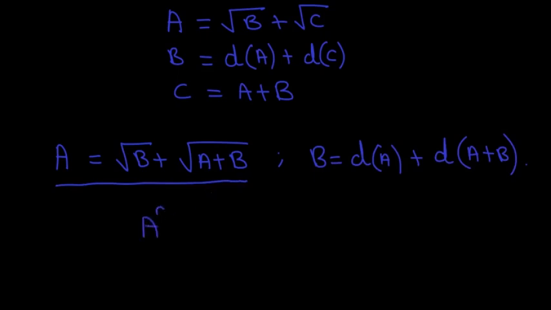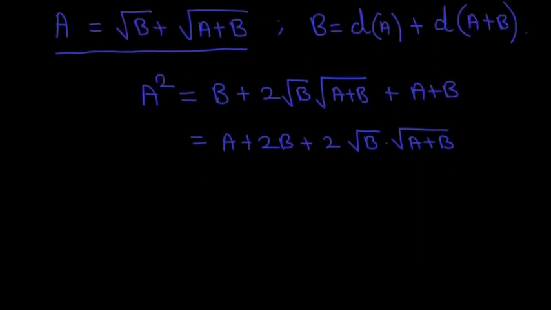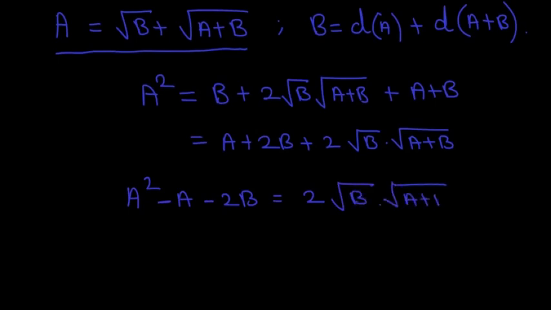Squaring on both sides, we get A square is equal to, using the A plus B whole square formula, square root of B whole square is B, plus 2 root B into root A plus B, plus square root of A plus B whole square, which is A plus B. So this gives A plus 2B plus 2 square root of B into square root of A plus B. Therefore, A square minus A minus 2B is equal to 2 square root of B into square root of A plus B.